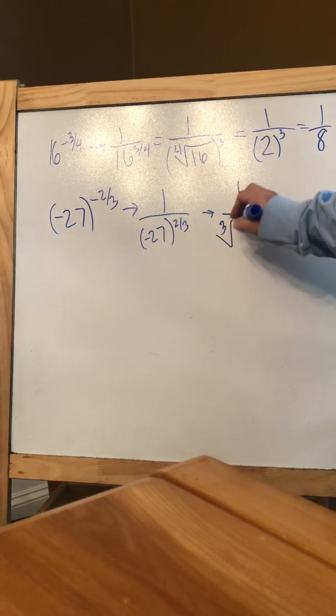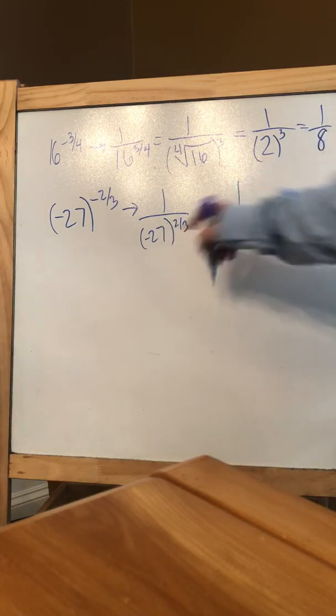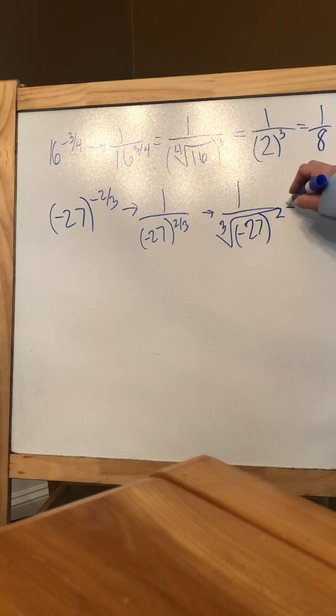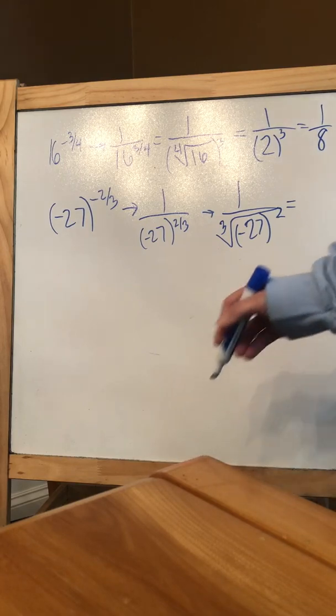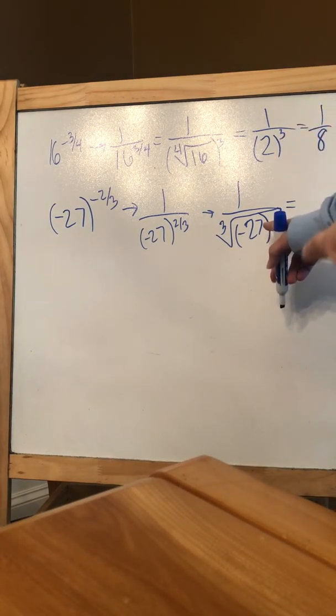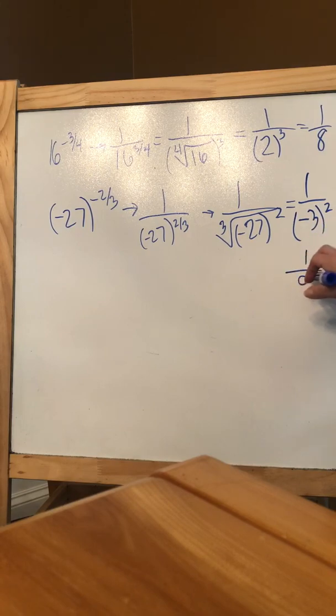So we're going to take negative 27 to the cube root, and it is squared. Keep going. What's the cube root of negative 27? It's negative 3. Negative 3 times negative 3 is positive 9, times negative 3 is negative 27. So 1 over negative 3 squared. What is negative 3 squared? That is just positive 9. So your answer there would be 1 over 9. Okay, go ahead and press pause, please, and try practice 3A and B.